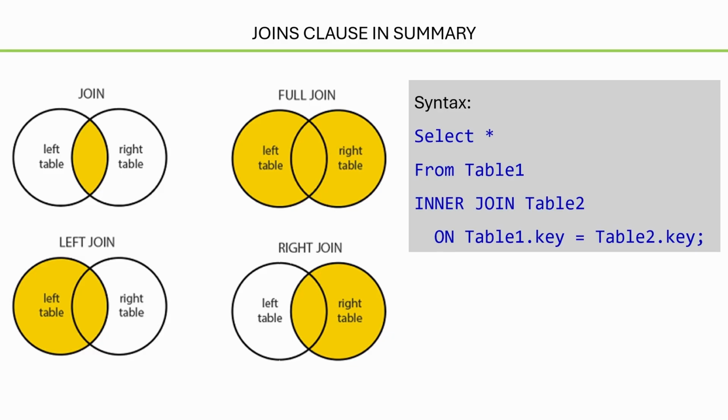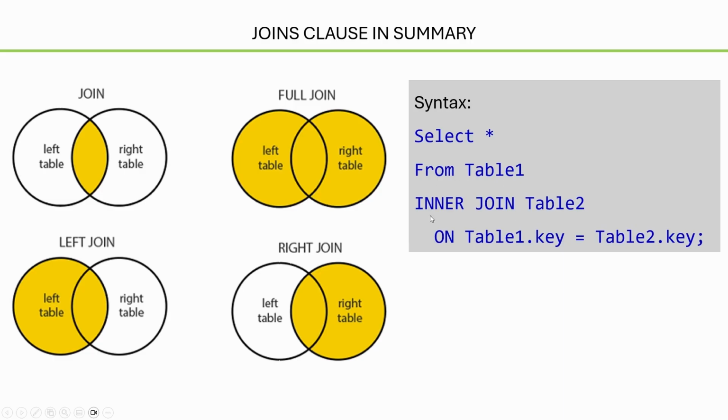Basically, select star from table 1. Now, this table 1 becomes our left table, and then the inner join. Table 2 then becomes our right table. Okay, the inner join here, right? The inner join you're seeing right here, right? This inner join can also be replaced with left join, right join, full outer join.